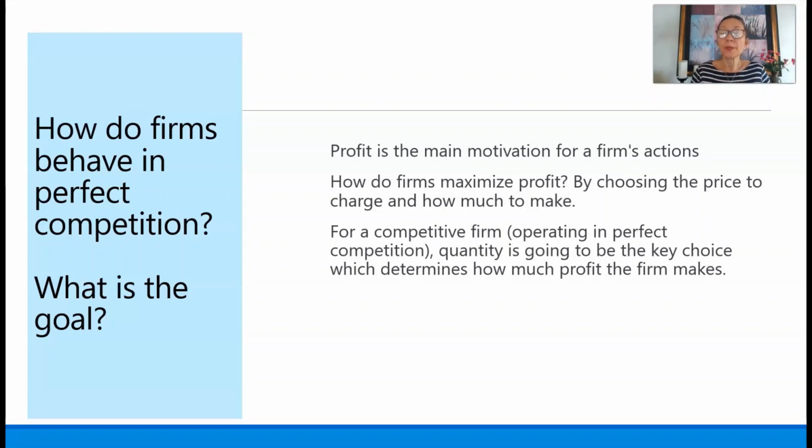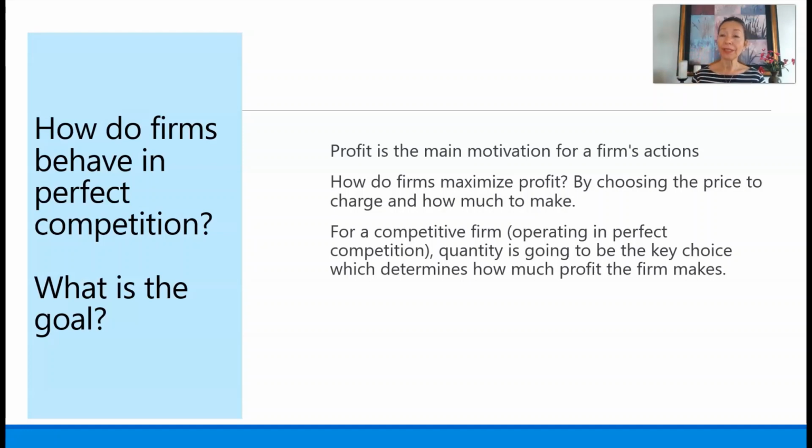So profit is the main motivation for a firm's actions. Now, we could say that not all firms are profit driven, but for the most part, if a firm isn't profitable, it's probably going to go out of business. So we're going to operate under the assumption that profit is the main motivation for a firm's actions. The question then becomes, how do firms maximize profit? By choosing the price to charge and how much to make.